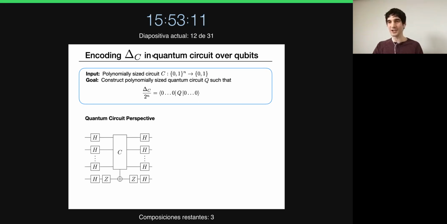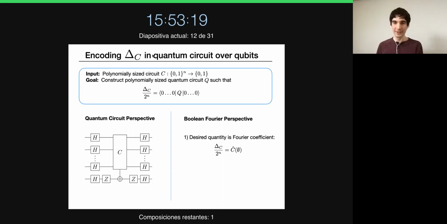A shortcut, or something you may want to hold on to as something to believe that will help you get there, is a Boolean Fourier perspective. It turns out that this quantity that we want to compute, delta C over 2 to the n, is exactly the Fourier coefficient of C at the empty set. And now that you know that, you can appeal to the fact that quantum computers should be good at doing Fourier transforms and just believe that you can construct such a circuit which is going to have this behavior.